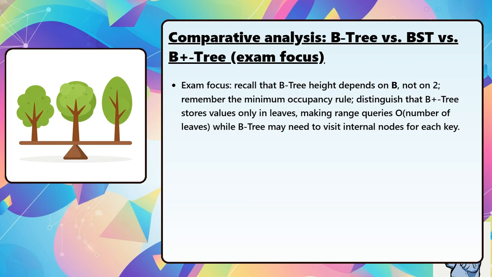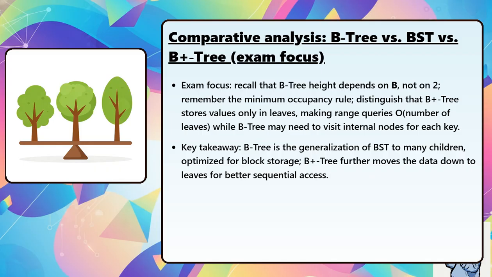Exam focus. Recall that B tree height depends on B, not on 2. Remember the minimum occupancy rule. Distinguish that B plus tree stores values only in leaves, making range queries big O of number of leaves, while B tree may need to visit internal nodes for each key. Key takeaway: B tree is the generalization of BST to many children, optimized for block storage. B plus tree further moves the data down to leaves for better sequential access.